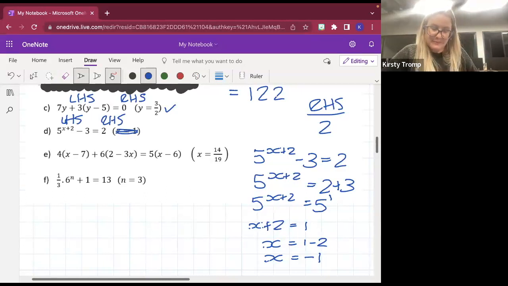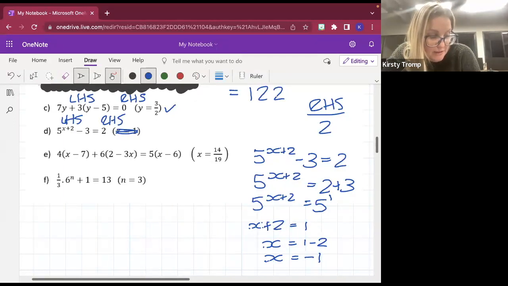Ma'am, you lost me when you said 5 to the x plus 2 equals 5 to the power of 1. Okay, all right. Were you good with me when I took 3 to the other side and it became 5? So 5 to the x plus 2 equals 5. Are you happy there? Oh, yes, ma'am.